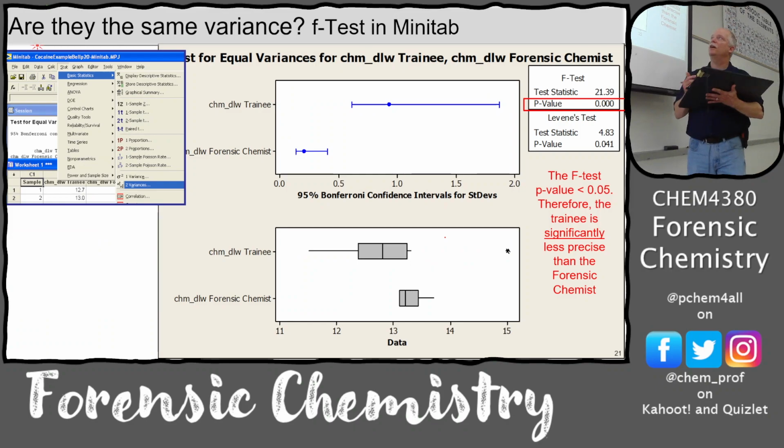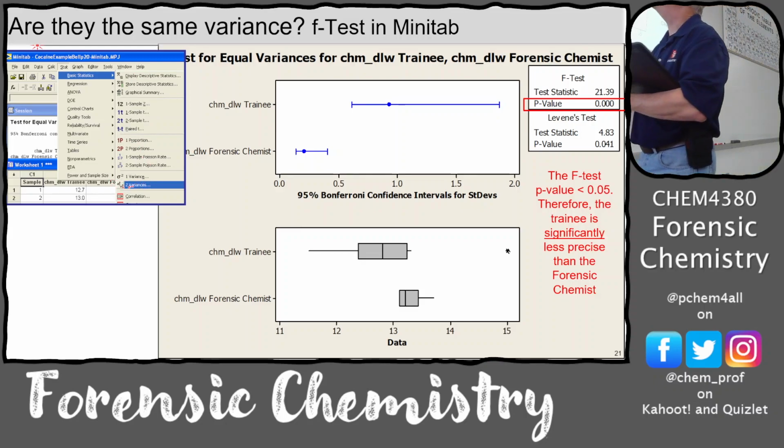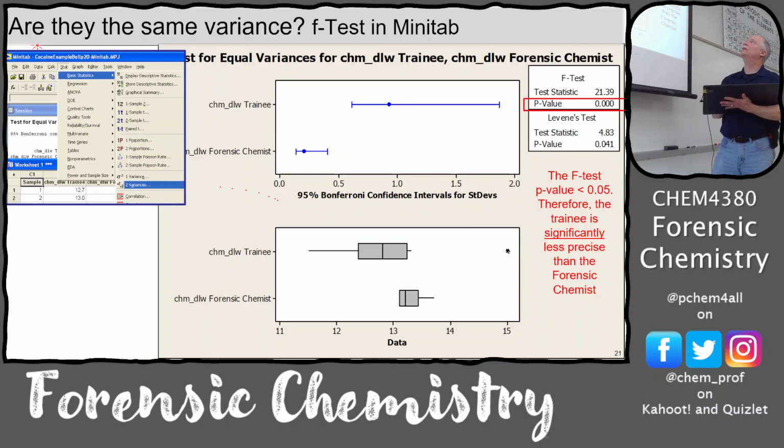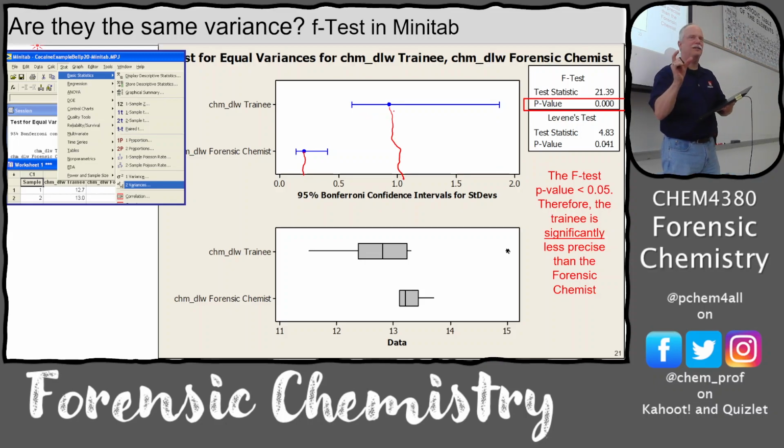Do they have the same variance? You can come up here and go to Stats, Basic Statistics. Down here, you have, again, two variances. Click that, you get this plot. And this is kind of a really weird one. It tells you the uncertainty for the forensic chemist. It tells you the uncertainty, so the standard deviation for the trainee. And then, this breaks my brain, it gives you a confidence interval on their standard deviation.